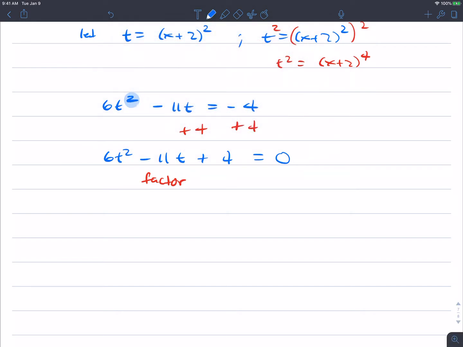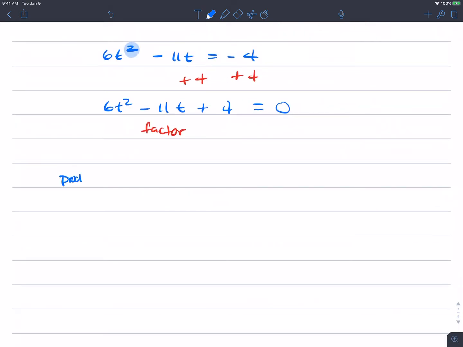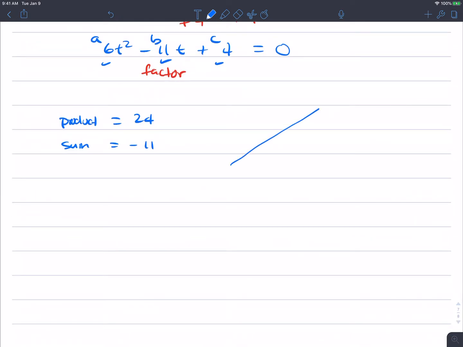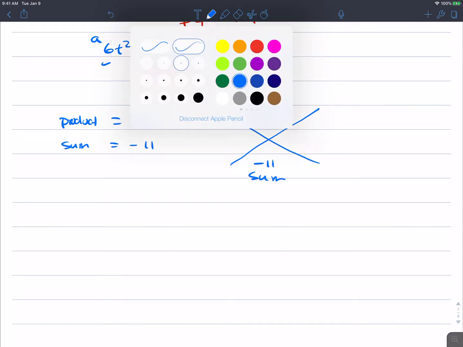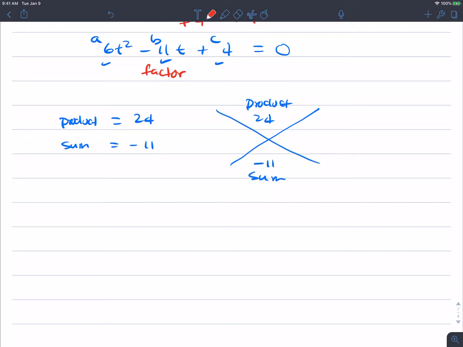Now, if we can't solve this by factoring, well, we simply use the quadratic formula. So we have the a, b, and c values. The product has to be 24, because that's a times c, 6 times 4. The sum has to be the b value. So the product needs to be positive 24, and the sum has to be negative 11. So we need two numbers that multiplied together are positive, but when added are negative. Let's think of the combinations here. We're going to try negative 8 and negative 3. Negative 8 times negative 3 is positive 24, and negative 8 plus negative 3 is negative 11. So this is the pair.